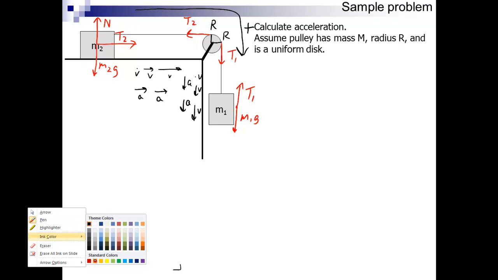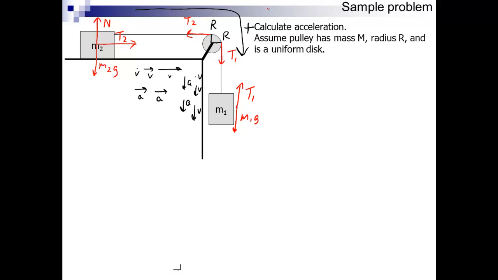Let me get a different colored pen here. We want to explicitly write out that the sum of the forces equals MA. And we also want to write out that the sum of the torques equals I alpha. So those are essentially the translational version of Newton's second law, and the rotational version of Newton's second law. Now, let's write out the equations. Let's start off with the pulley and write out its equations.